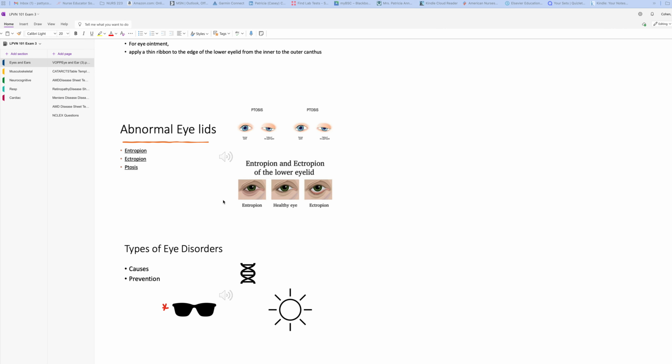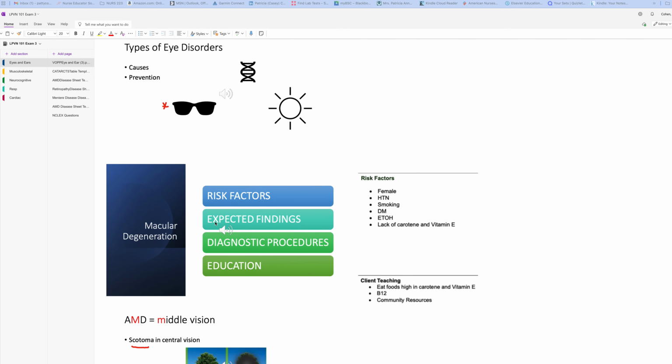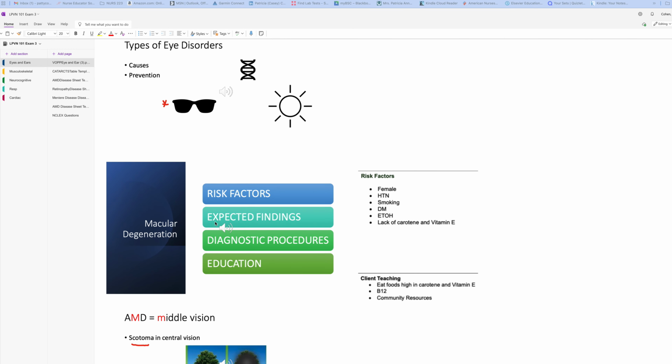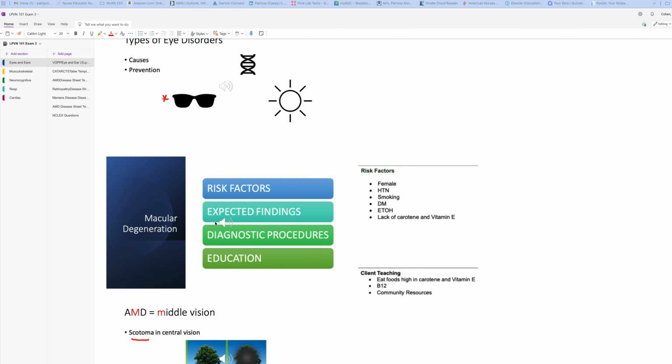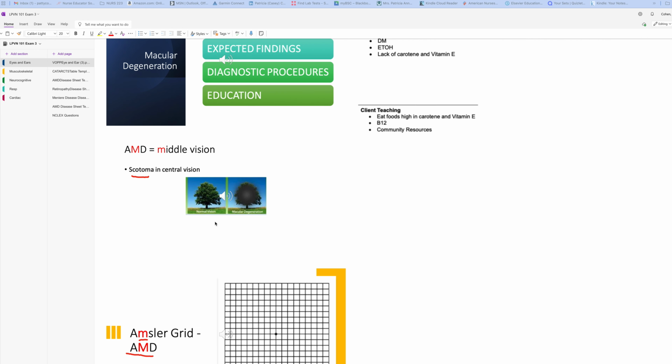Types of eye disorders. We will be talking about eye disorders. Everybody needs to wear sunglasses outside. Everybody needs to protect themselves from the sunlight. Wear a hat. So macular degeneration, read through the risk factors. You're going to have to know that. What are you going to teach them? And then this is how I remember what happens to their vision.